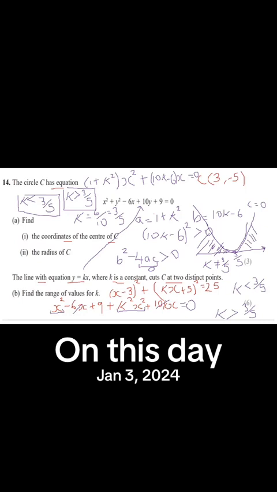I must have made a mistake here when I expanded the bracket or completed the square, but that is what I got, guys.